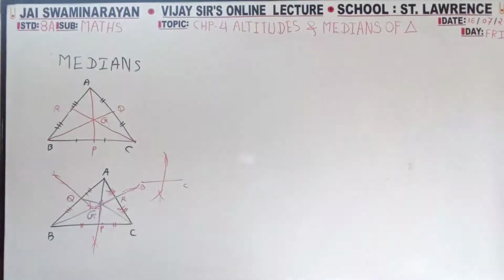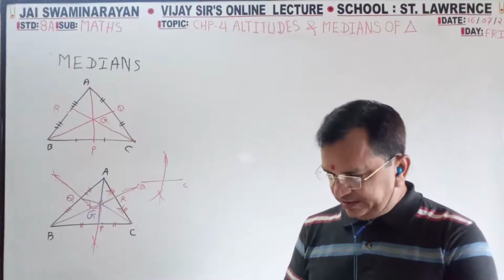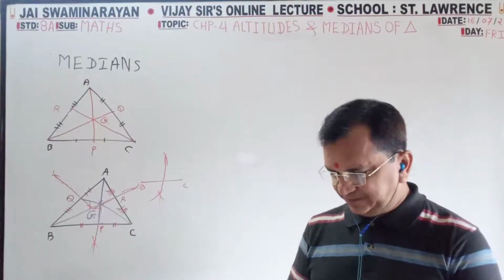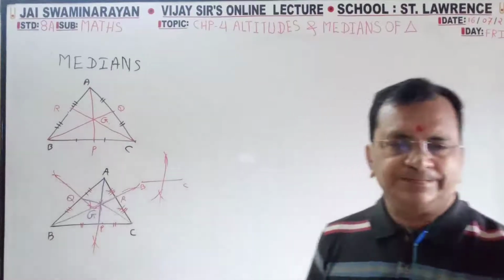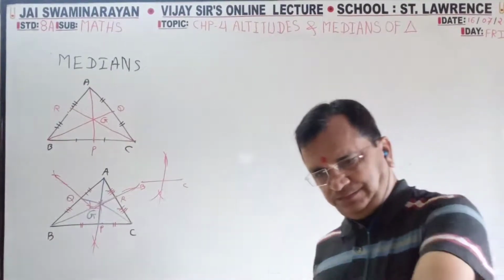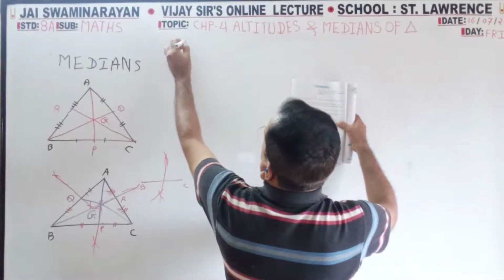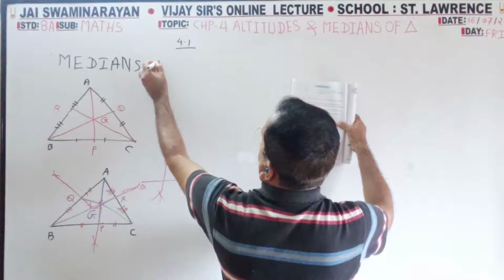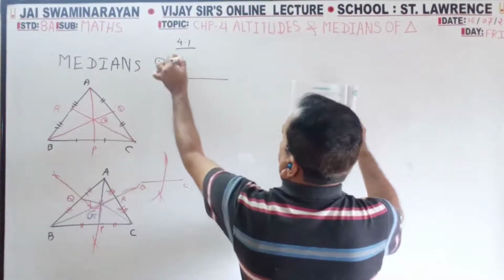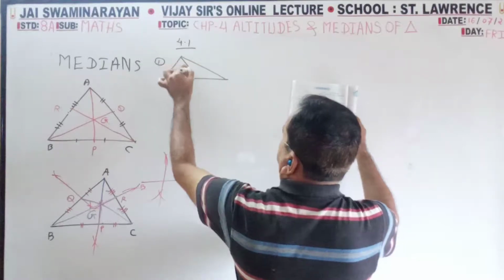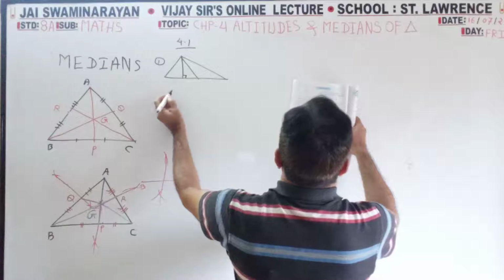Now 4.4, there is only one exercise. First, it is given. This is the median, this is the altitude. Both are given in the same diagram.